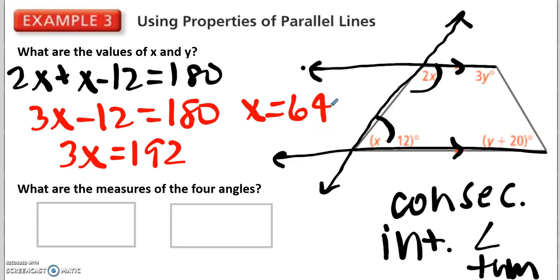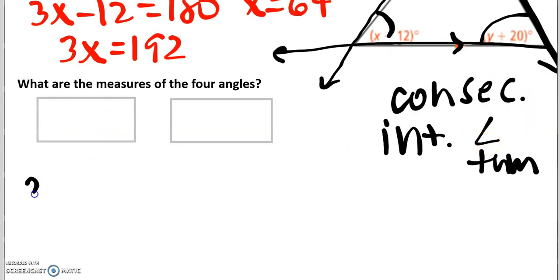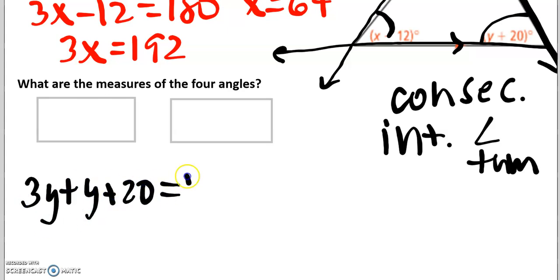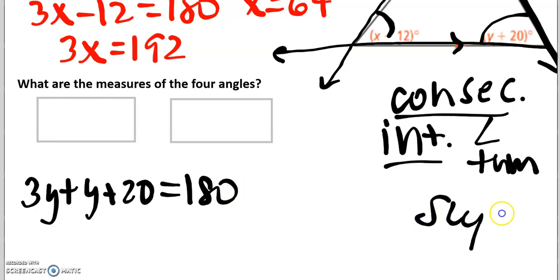Okay? Solve for x. We're good. Any questions for me? Okay? I can do the very similar process for this guy over here. Aren't 3y and y plus 20 also consecutive interior angles? Interior of my two parallel lines, consecutive on the same side of the transversal. So I can set up that equation. 3y plus y plus 20 equals 180 because they are supplementary angles. Consecutive interior angles are supplementary.